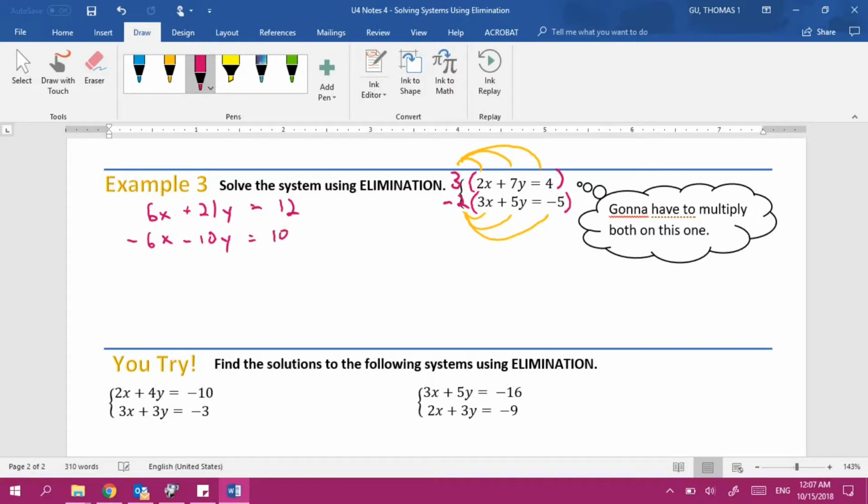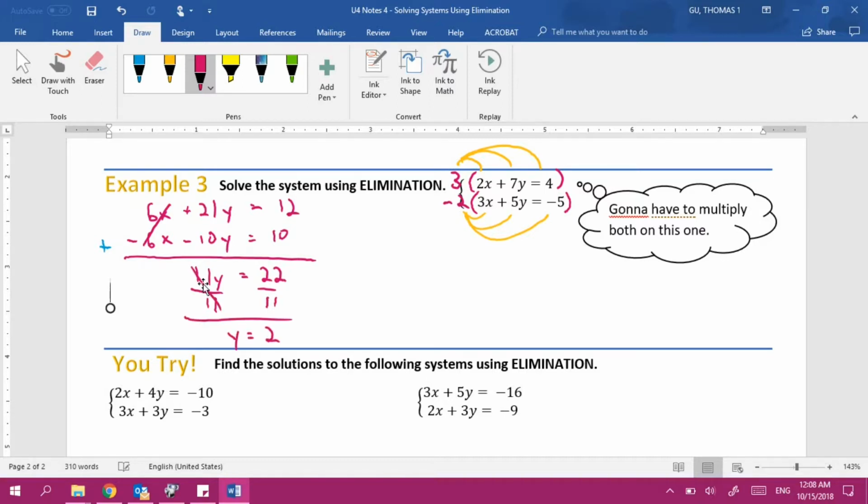And so now that we've multiplied both of these equations by different numbers, we can see if we add our new equations together, the 6x's will cancel. So let's add these two equations together. And so 6x plus negative 6x cancels. 21y plus negative 10y is 11y. And then 12 plus 10 is 22. And now we can immediately solve for y by dividing both sides by 11. Boom! So y equals 2.